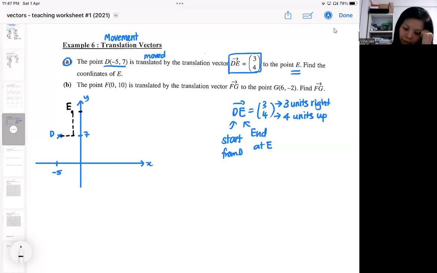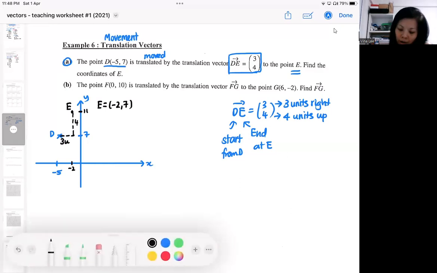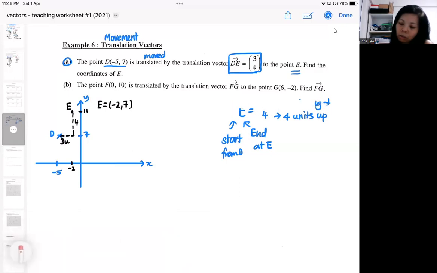If you do a bit of calculation, if this one is 3 units, this part will be -2. And then if this is 7, and this part is 4 units, this will be 11. So actually, if you do a rough sketch, you can tell that E is -2, 11. If you visualize it from the movement, a rough idea, you will come to this answer. Okay, so how are we going to do this if I'm not going to be drawing it out?